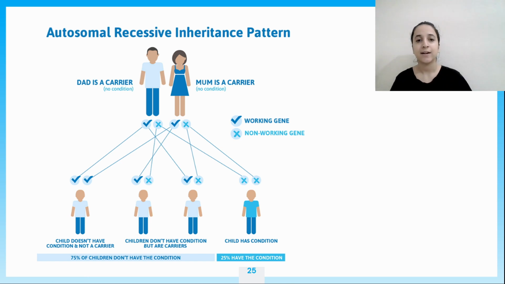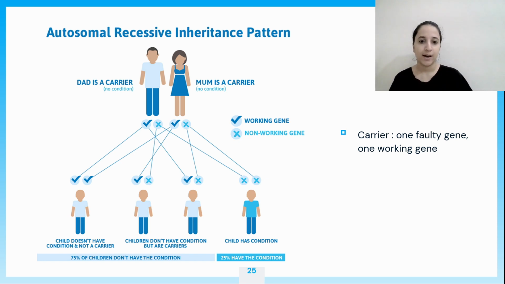So let us now look at the inheritance pattern of an autosomal recessive condition, or SMA here in particular. Here we can see that a dad and a mom are carriers of the disease. A carrier is an individual who has one faulty gene and one working gene. Here you can see that there are 4 children, and as I told you before, a child inherits one chromosome or one gene from the father and the other from the mother. The first child here inherits the working gene from his father and a working gene from his mother.